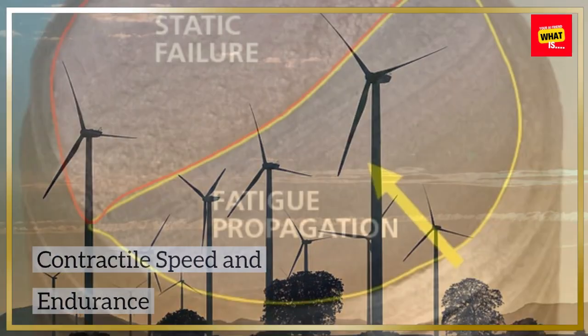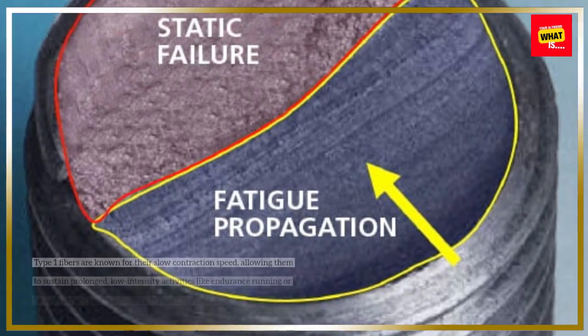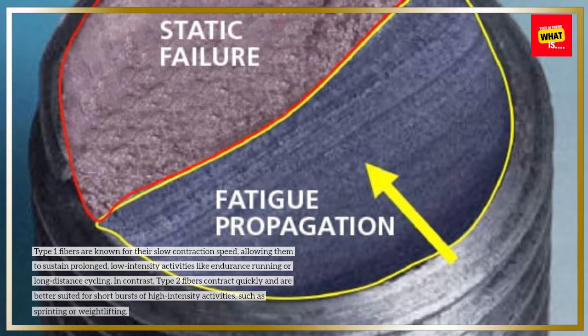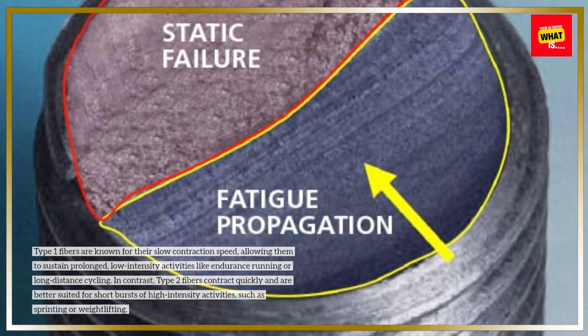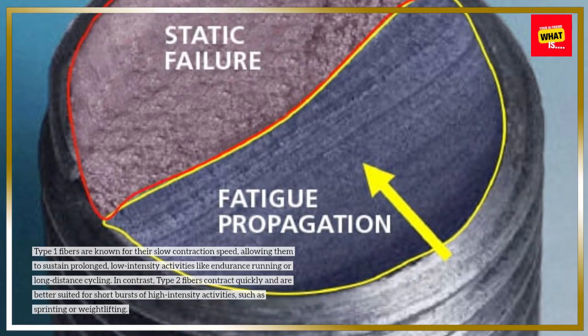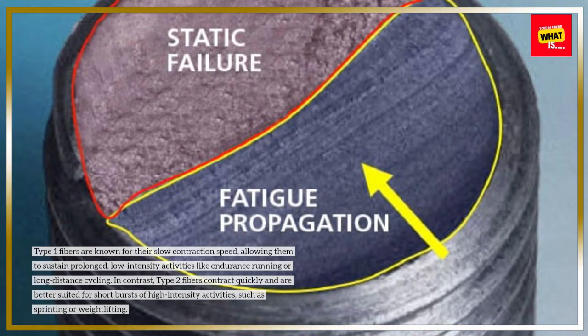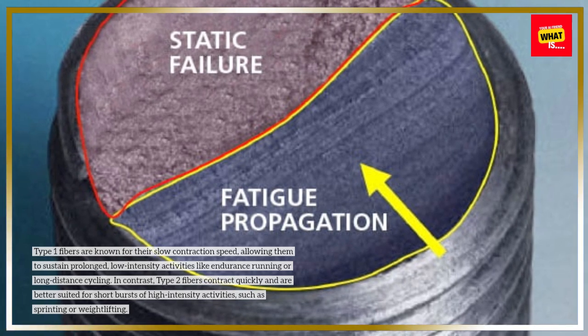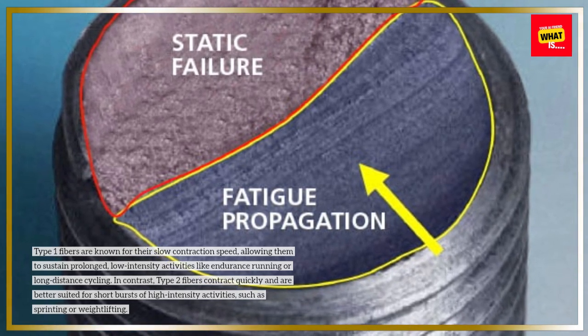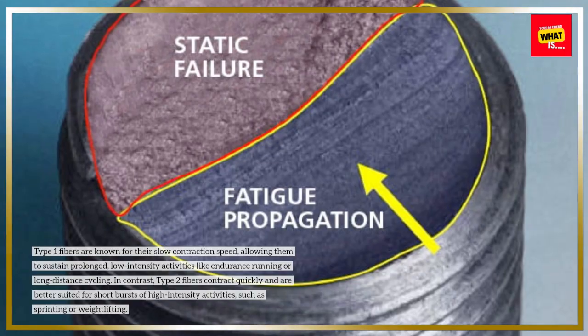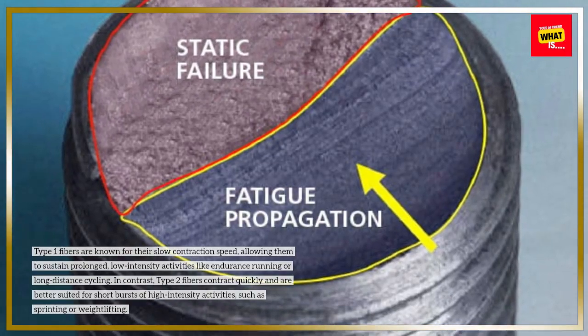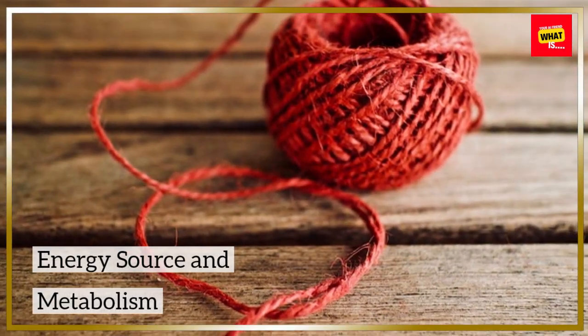Contractile speed and endurance. Type 1 fibers are known for their slow contraction speed, allowing them to sustain prolonged, low-intensity activities like endurance running or long-distance cycling. In contrast, Type 2 fibers contract quickly and are better suited for short bursts of high-intensity activities, such as sprinting or weightlifting.